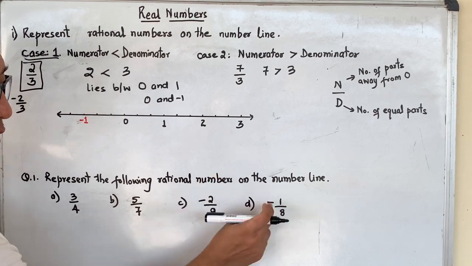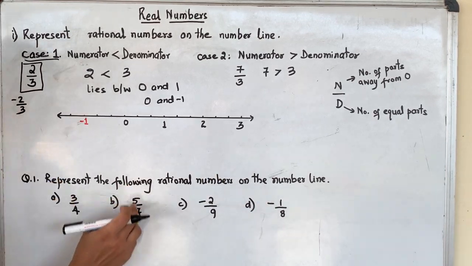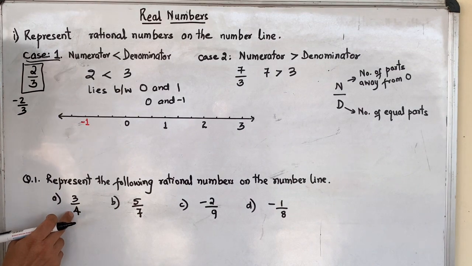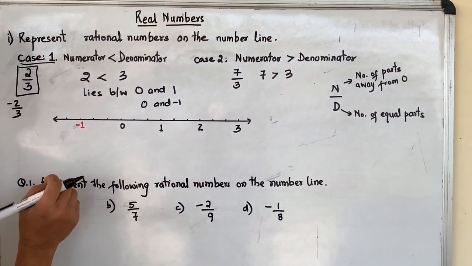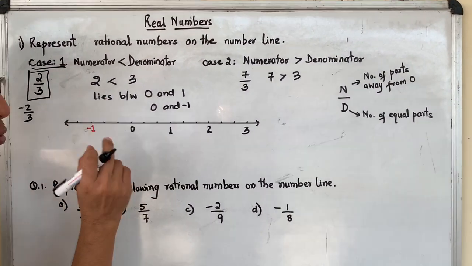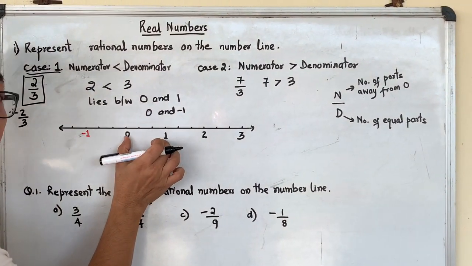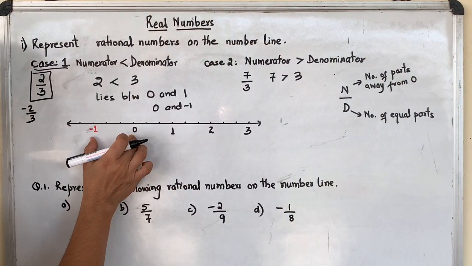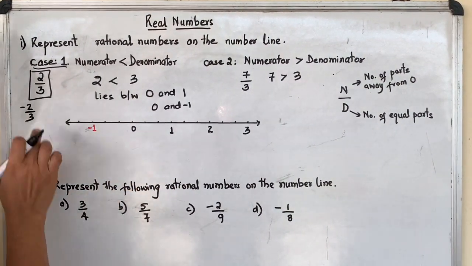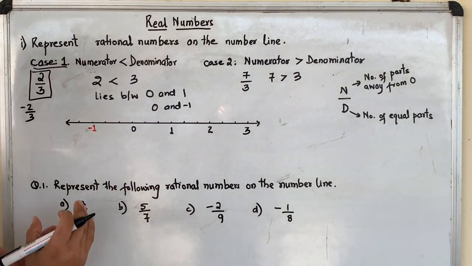Remember: the numerator is less than the denominator. Positive fraction numbers lie between 0 and 1, and negative fraction numbers lie between 0 and negative 1. Now let us see how 2 by 3 is represented on the number line.